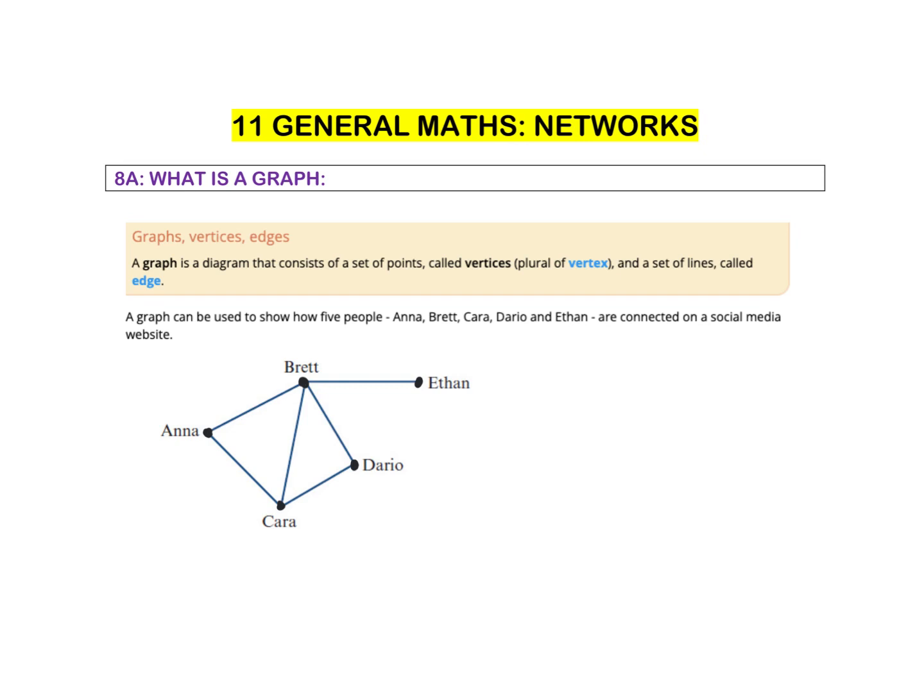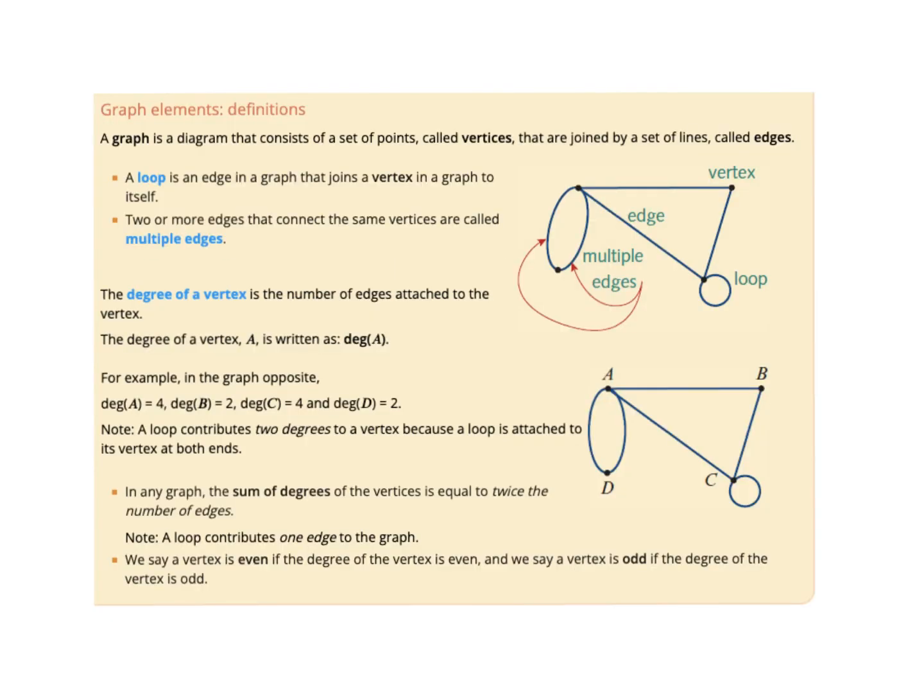Like we have seen in matrices, remember, we had a network for communication, and this is an example of that. It's a communication network and how people can connect with each other. We can see here that Brett is the only person who can directly talk to Ethan, but Cara can get a message to Ethan via other connections or vertices. So what we're going to look at is all the bits and elements of the graph.